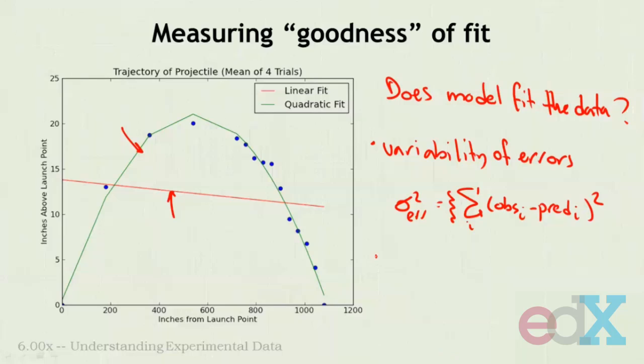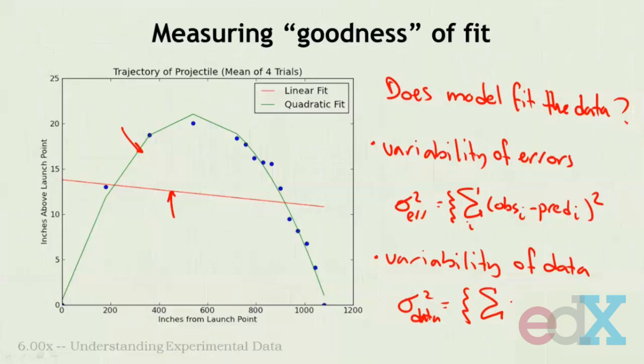So really what we want to do is to compare the variability of the errors to the variability of the original data. So we can use the same sort of measure of variability, the variance of the data, which is, again, some sort of normalization factor. And we're going to talk about the values of the observations relative to the mean observation. So that would be the variance of the data. And what we want to do is to make a ratio of those two quantities to get a sense of how well the model is fitting the data.